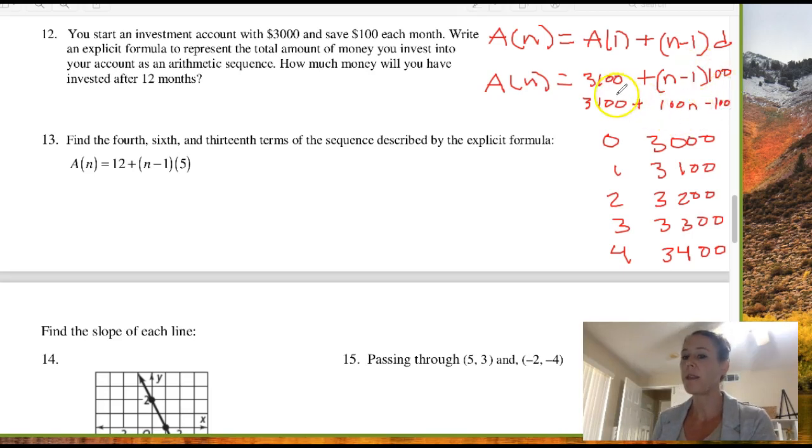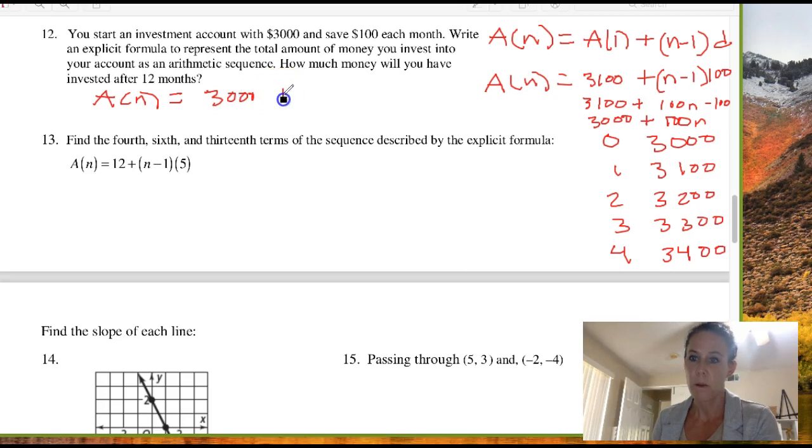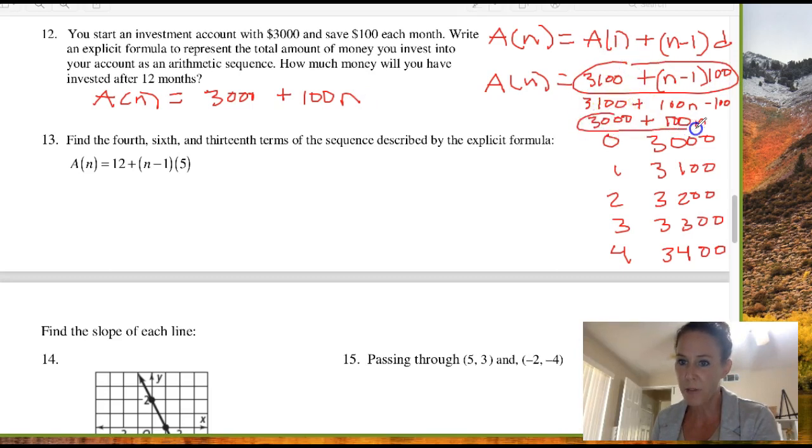And then if I simplify this, 3,100 plus 100n minus 100, 3,100 minus 100 is 3,000, so this would be 3,000 plus 100n. So my arithmetic sequence would be any term would equal 3,000 plus 100n. So here it is before it's simplified, and here it is after it's simplified. Okay, 3,000 plus 100 times n.